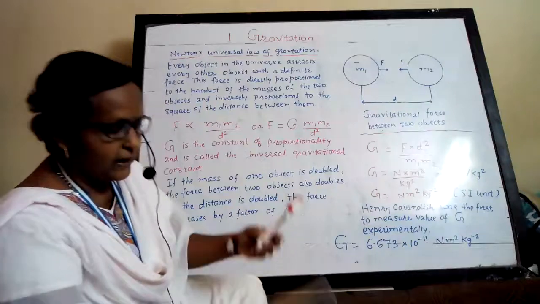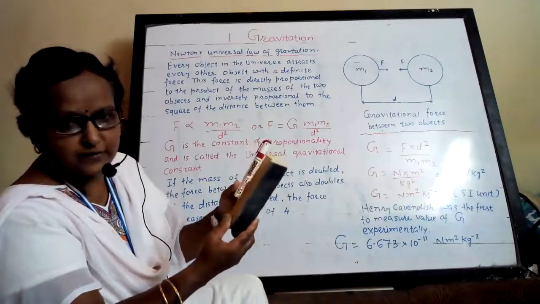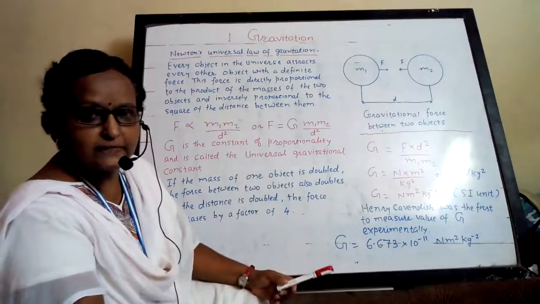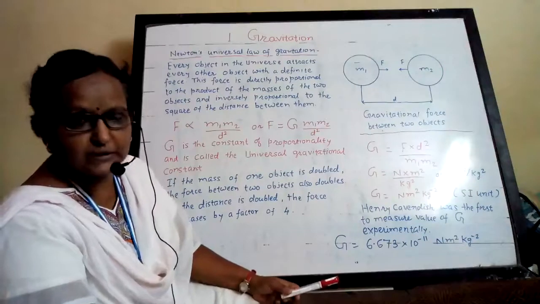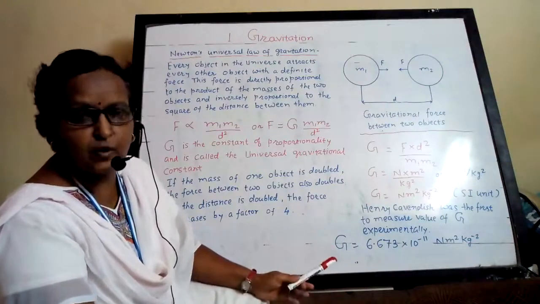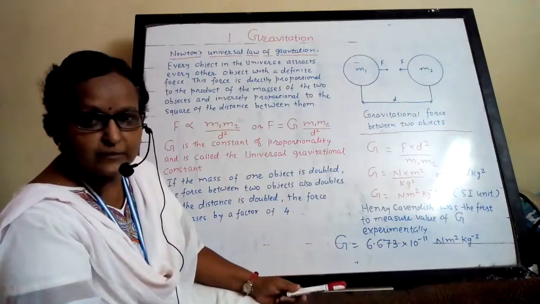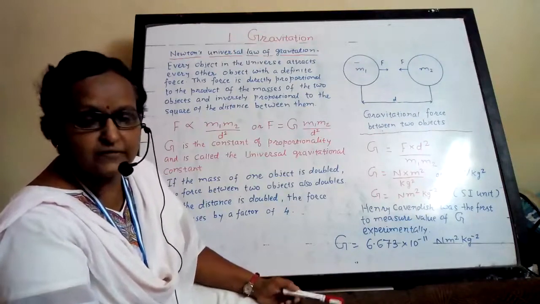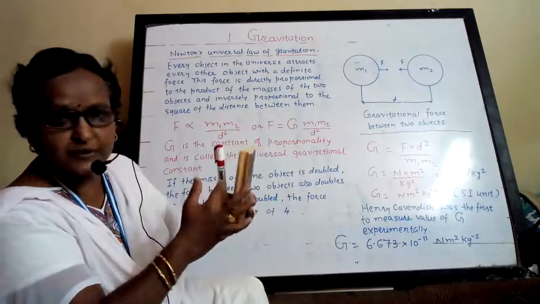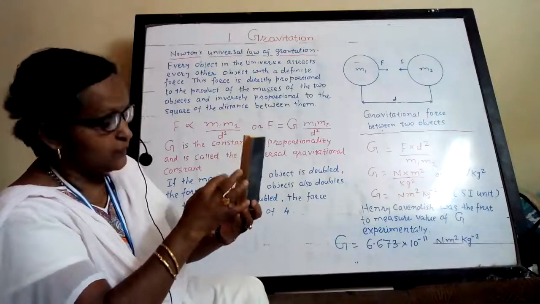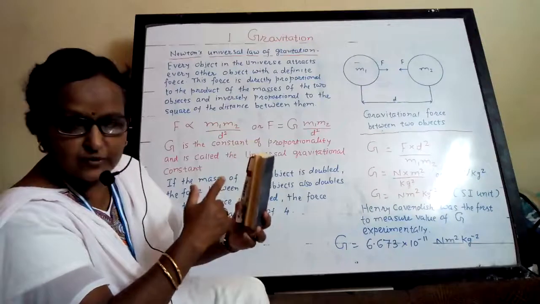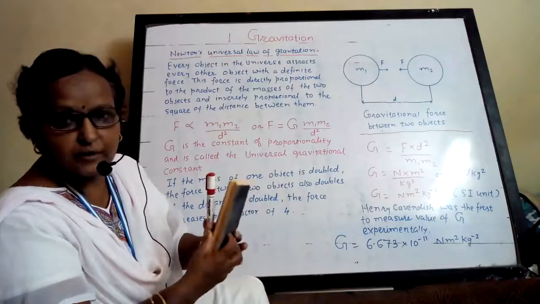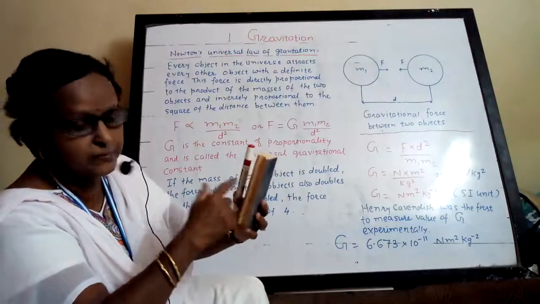According to his law, suppose I have these two objects. These have different masses. And what Newton told is, there is attraction between the two objects in the universe. This is the universal law of gravitation. There is attraction between the two objects in the universe, and this force of attraction is directly proportional to the product of the masses of the two objects and inversely proportional to the square of the distance between them.